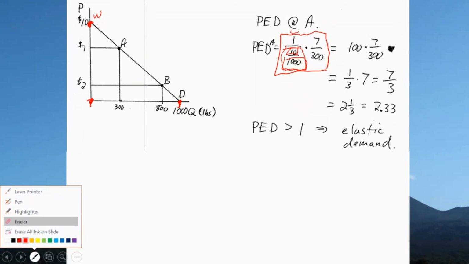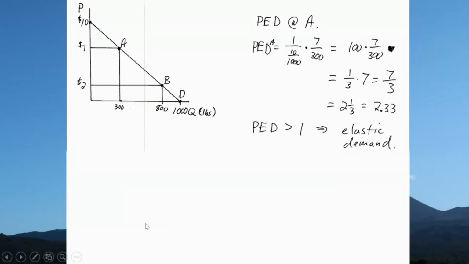Okay, so I've chosen those two. But if you did the 7 minus 2 and the 800 minus 300, you're going to end up with exactly the same value. Won't matter which one you do, because a straight line has the same slope everywhere on it.